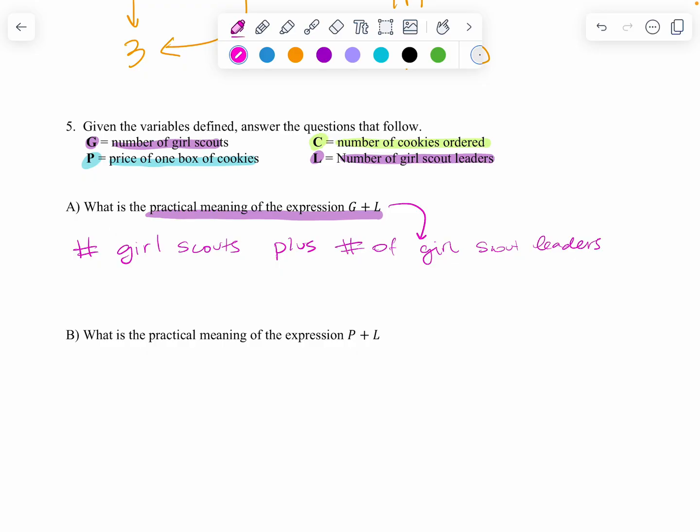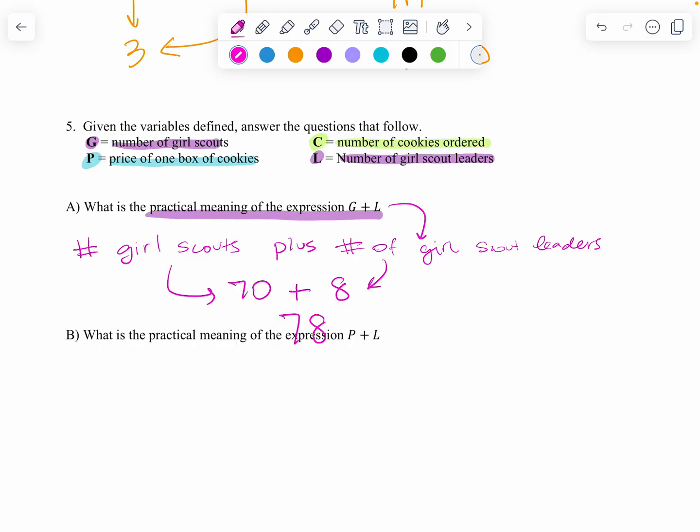So if I said, what's the practical meaning? All you did was translate what the letters were with words, okay? But I'm looking for one step further. I'm looking for you to explain what would happen if we did that. So if we take the number of Girl Scouts, let's make a number up, let's just say there's 70 Girl Scouts. And we add it to the number of Girl Scout leaders. So let's make up a number for that. Let's just say there are 8 Girl Scout leaders. Explain to me the meaning of 78.